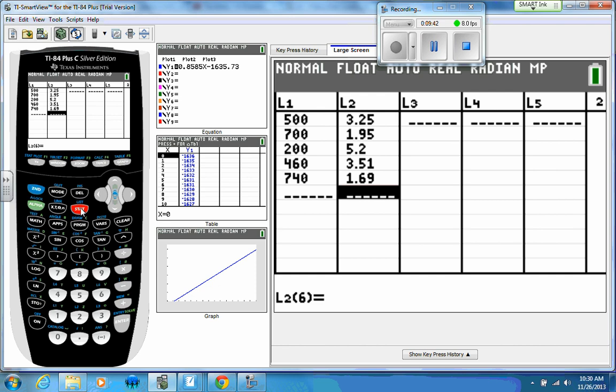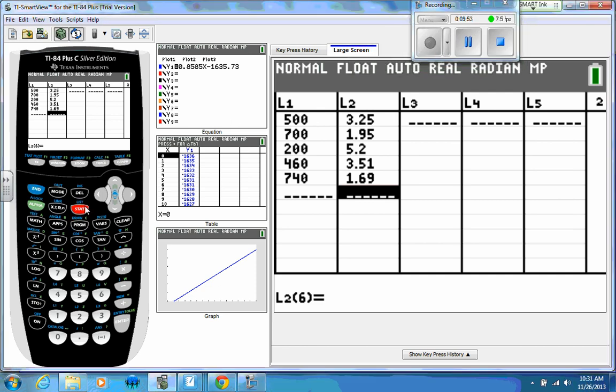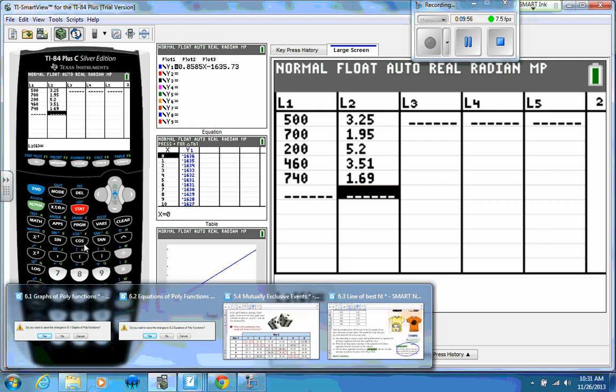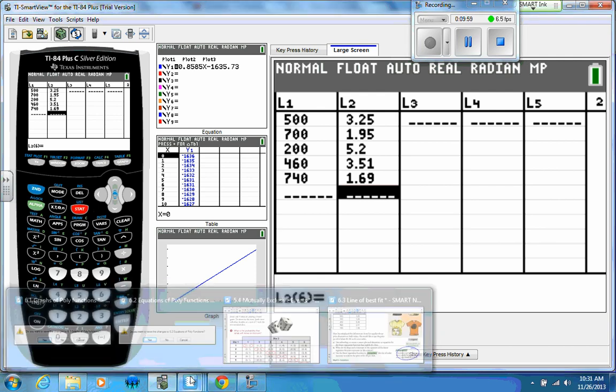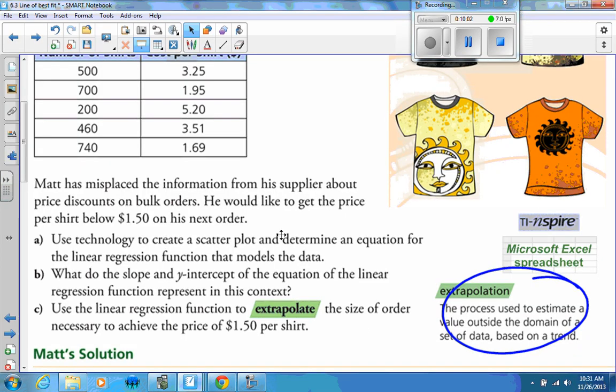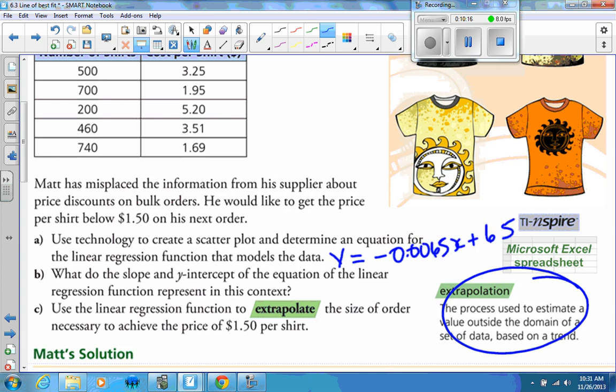I go back into stat to get my linear regression, and the calculator stopped working. It's thinking. Okay, it looks like my calculator doesn't want to work, so I'll just give you the answer. So if you enter your stat and then you go to linear regression again like we did in the first example, you'll see that the equation for this data is y equals negative 0.0065x plus 6.5.